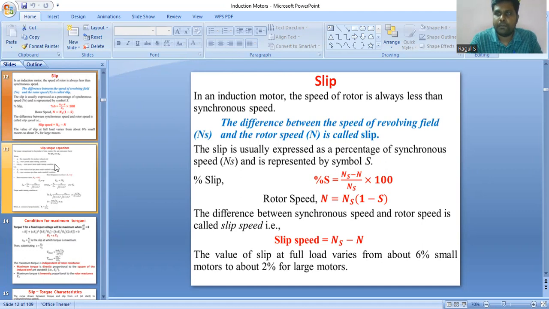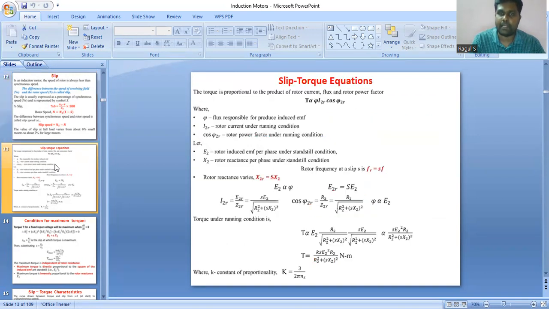This is the slip. Then, what is meant by slip speed? Slip speed is the difference between the actual speed and the synchronous speed. Here the synchronous speed is always greater than the actual speed. The value of slip varies depending upon the load, maybe 2% to 6%. In small motors the percentage of load variation is high. In large motors the percentage of load variation is low. Depending upon the load, slip can be varied.